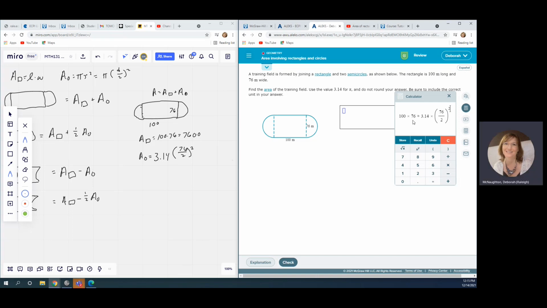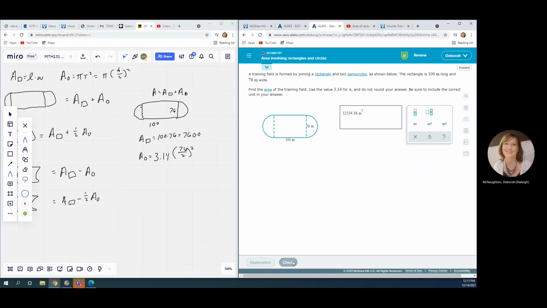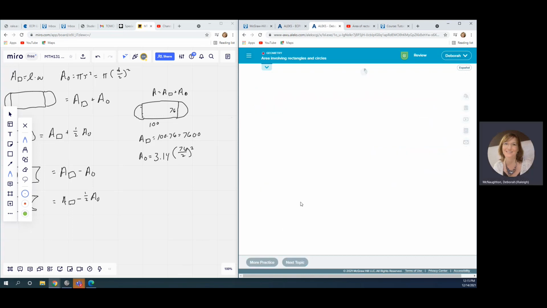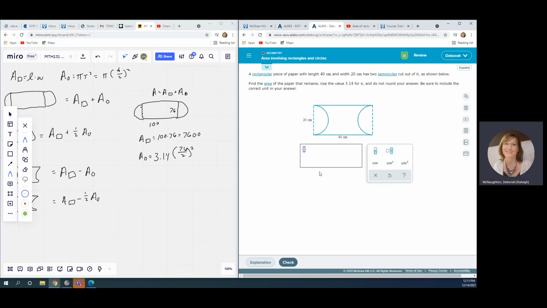Here's my area of my rectangle. Here's my area of my circle. I'm adding them together. And it's 12,134.16. And then remember, you always have to include the units. And since this is an area, it's meters squared. Right, and then we'll do another one.